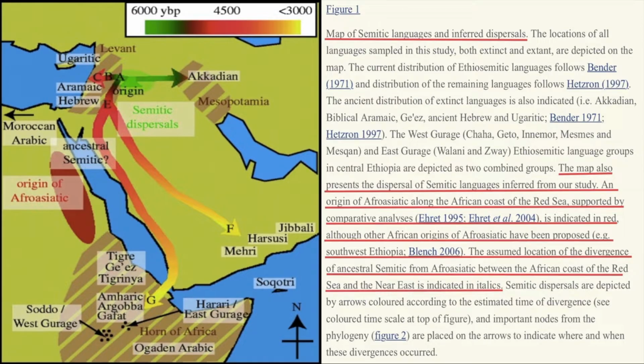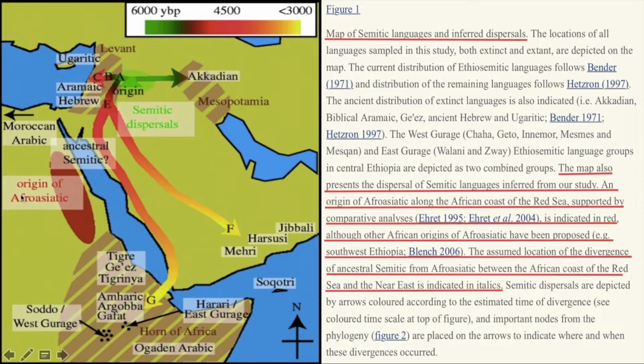And so continuing, it says, the map also presents the dispersal of Semitic languages inferred from our study. An origin of Afro-Asiatic along the African coast of the Red Sea, supported by comparative analysis, is indicated in red, although other African origins of Afro-Asiatic have been proposed, such as southwest Ethiopia. The assumed location of the divergence of ancestral Semitic from Afro-Asiatic between the African coast of the Red Sea and the Near East is indicated in italics.